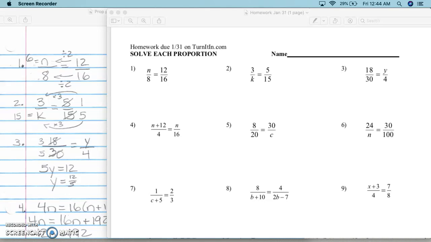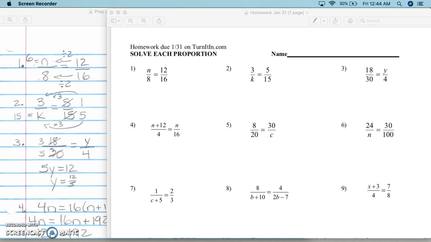Hi everybody, this is our homework review for the proportion worksheet that was due, well now I guess officially yesterday on turnitin.com. But here are the answers so that you can review them and make sure that you are prepared for the proportion section of your test that you'll be taking next week.